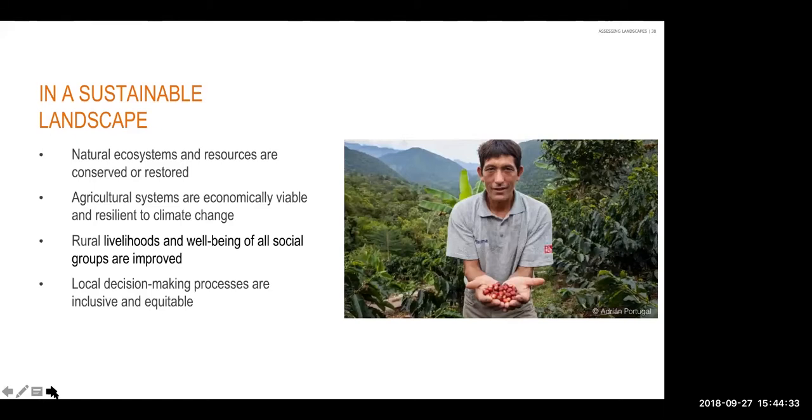But in these landscapes, we also need to make sure that people have economic livelihood. Usually that's a lot of agriculture. And so we're trying to make sure that agricultural systems, and in a lot of places it's coffee, are economically viable and can be resilient to climate change. And that links into all the work that Pablo and Daniele and Keely mentioned earlier.